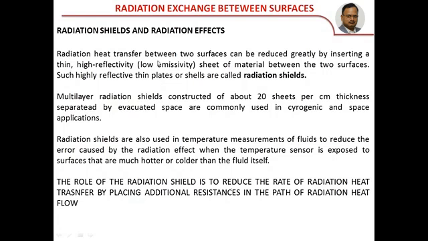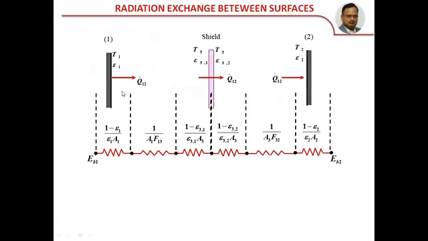Radiation shields are materials having high reflectivity, that means low emissivity, and such highly reflective thin plates or shells are called radiation shields. Suppose you have a plate 1 like this, and 2 like this. The radiation heat transfer from 1 to 2 can be reduced by keeping in between a shield with an emissivity E3.